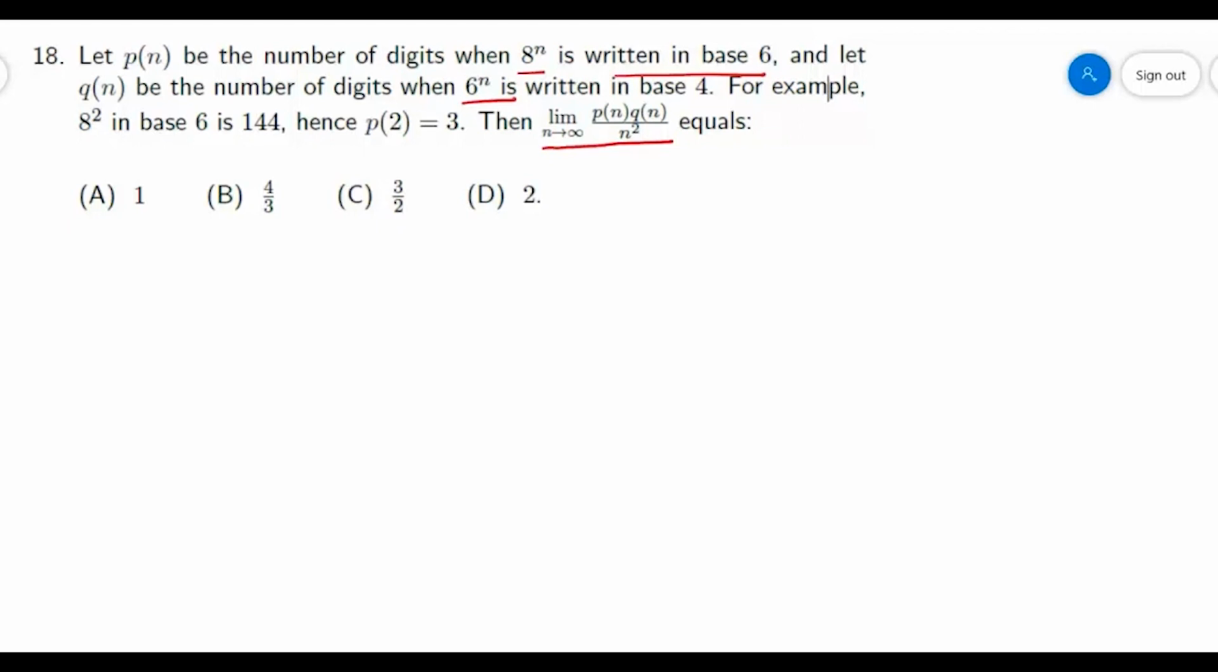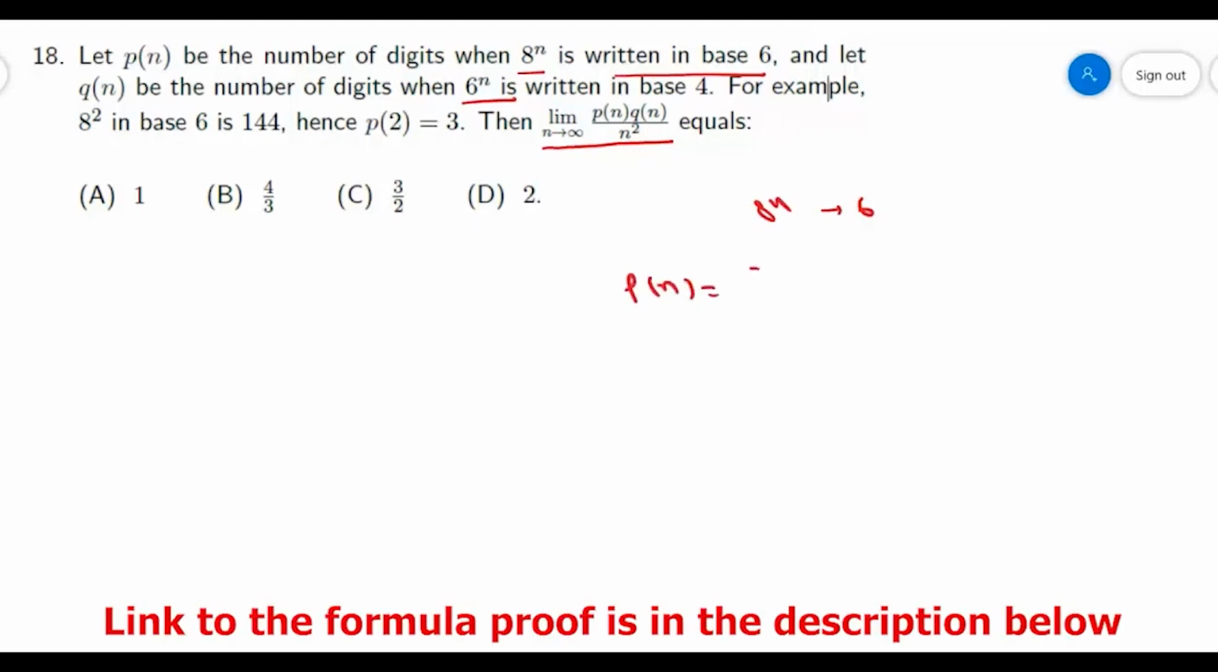Now there is a direct formula for that. If we write 8 to the power n to the base of 6, then the number of digits Pn is given by the greatest integer function of log of 8 to the power n to the base 6, and then plus 1. So this is the formula to find the number of digits in another base.